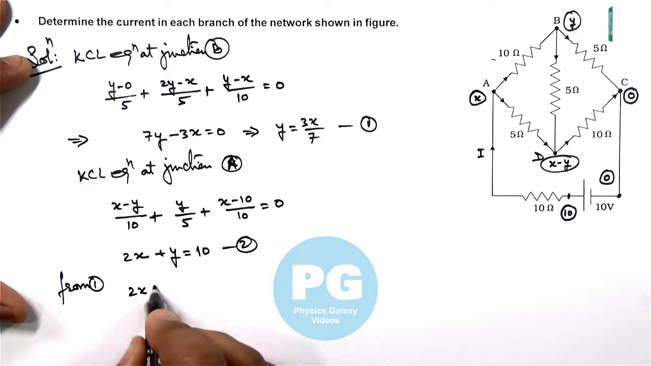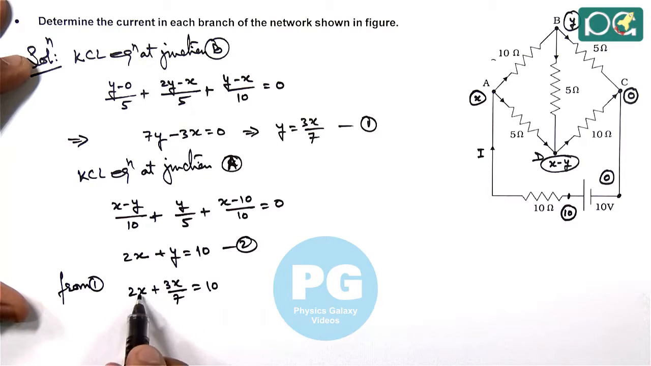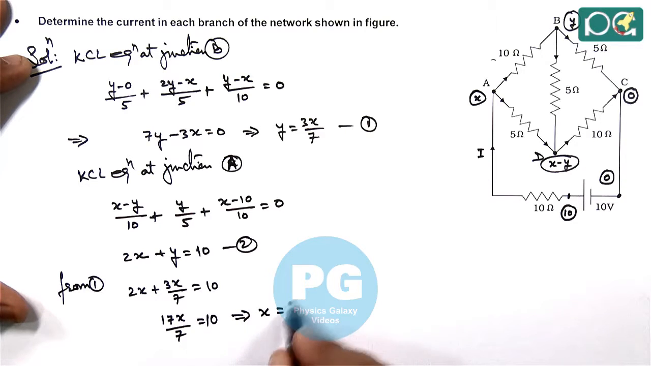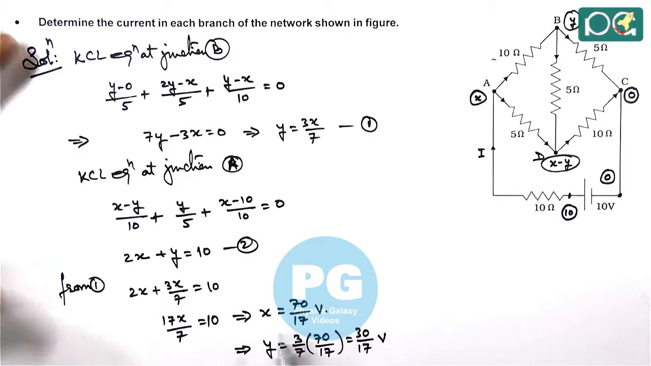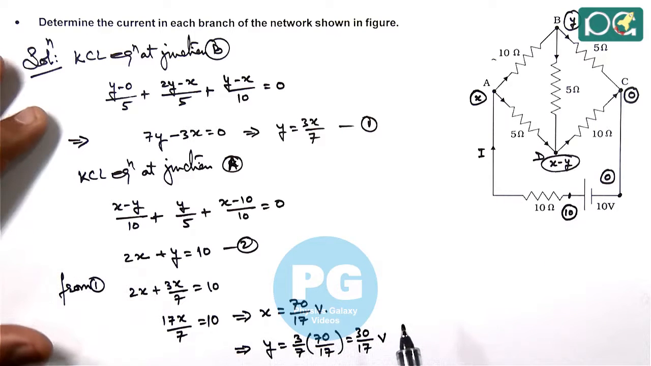So 2x plus 3x by 7 is 10. This becomes 17x by 7 is equal to 10, which results in the value of X as 70 by 17 volt. If X is 70 by 17 volt, the value of Y is 3 by 7 times 70 by 17, which is 30 by 17 volt. So we have obtained the values of X and Y, which means at all terminals we have the values of potentials.